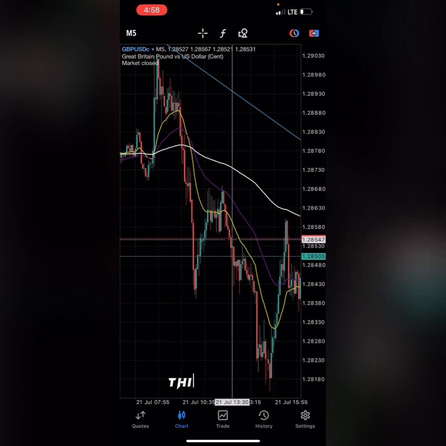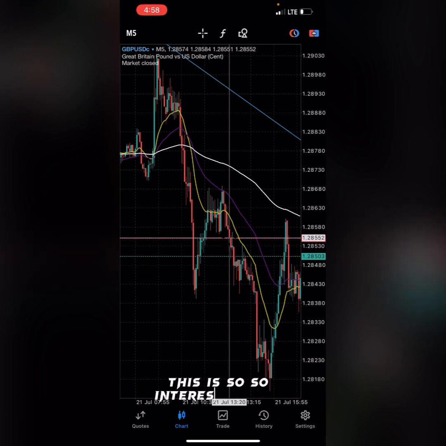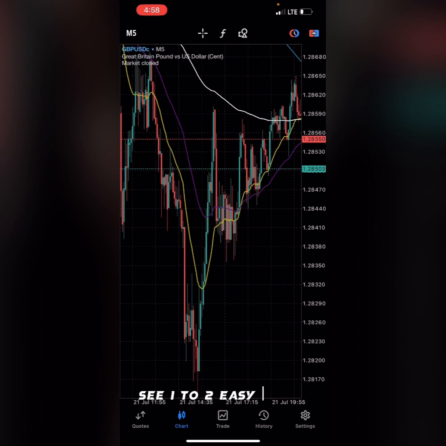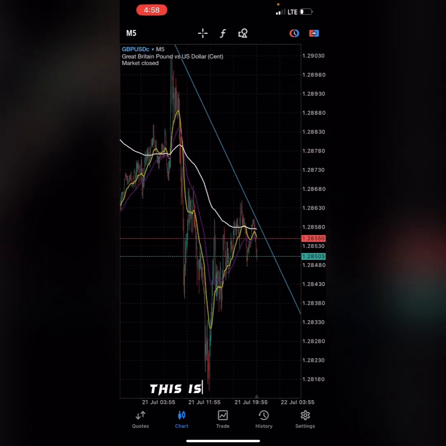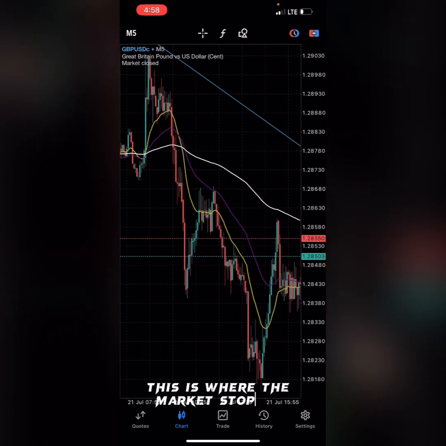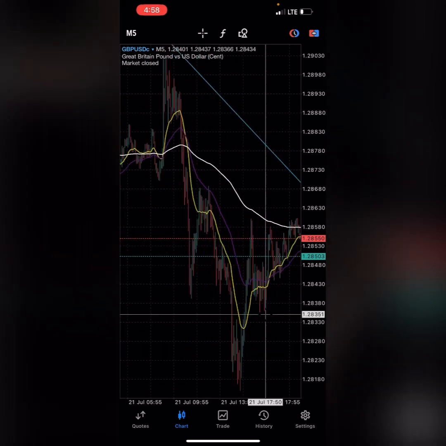You see, guys, this thing is so interesting and easy if you follow the rules perfectly well. See, 1 to 2, easy. 1 to 2. This is where we stop. This is where the market stopped.